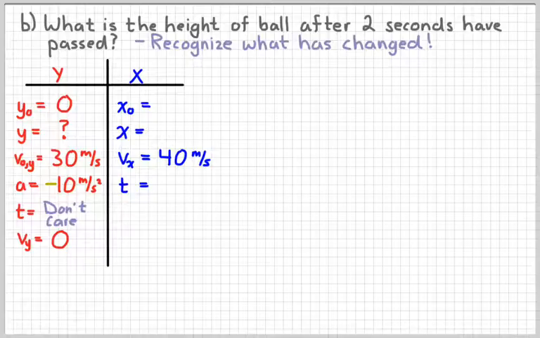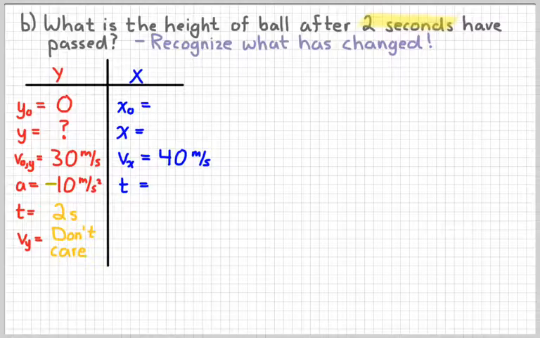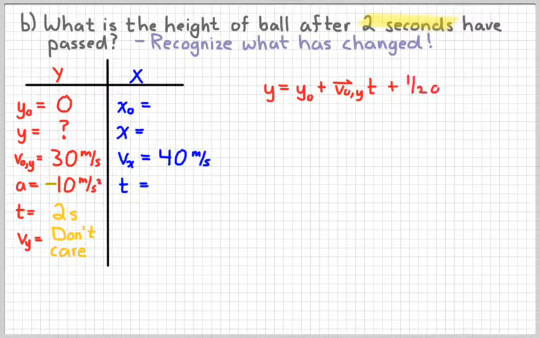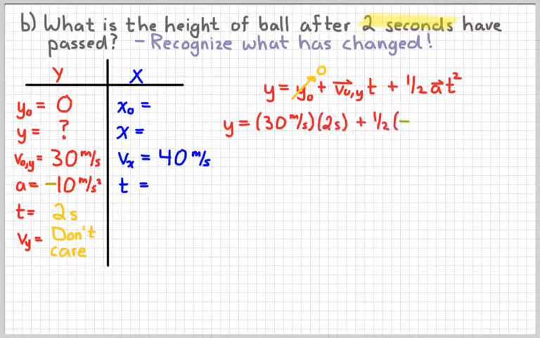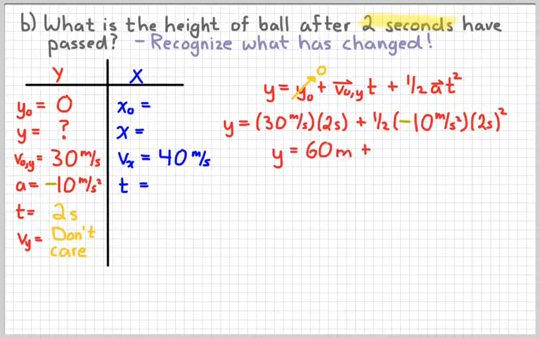Let's talk about the things that have changed real quick. The time is no longer going to be something that we don't know. We're told what the time is right there. So let's change the time to 2 seconds. Now it's not at its maximum height anymore, so we need to change that velocity. Final velocity is irrelevant. We don't really care what it is. And that helps us figure out to use this equation, the 1/2 at squared. And so substituting in the numbers, because we don't have to do any algebra here, we get something like that.